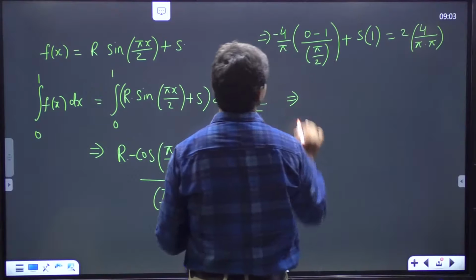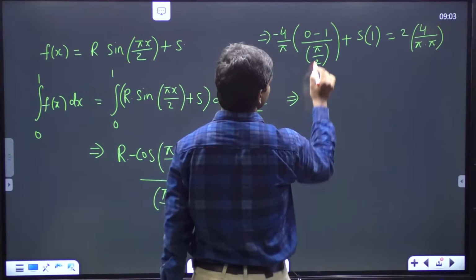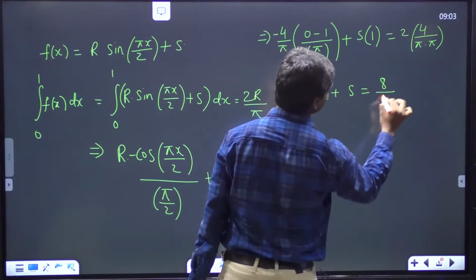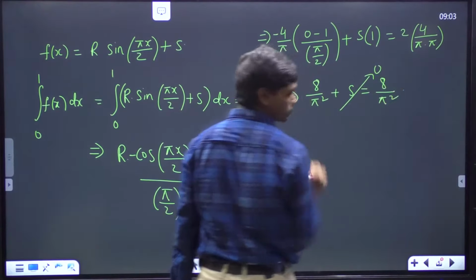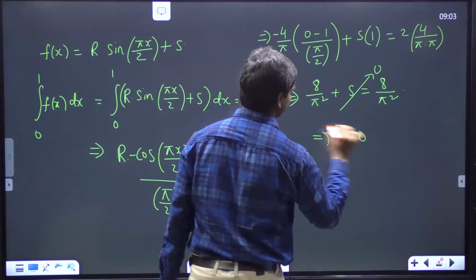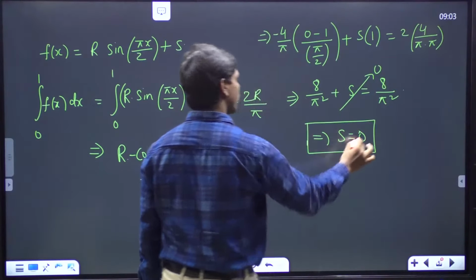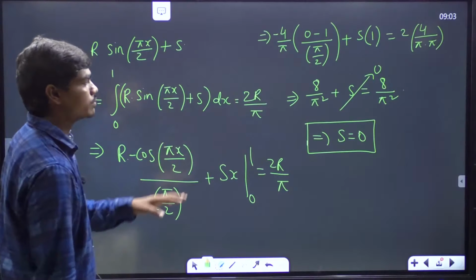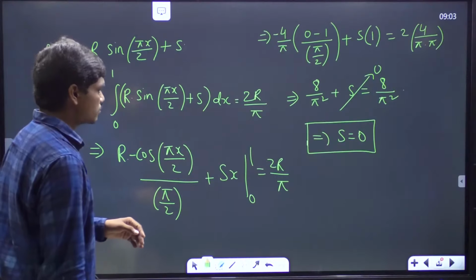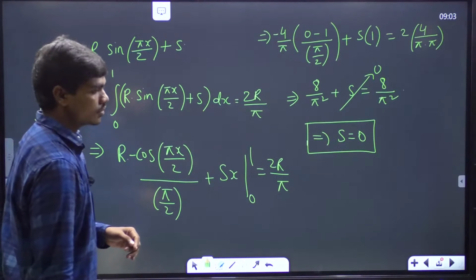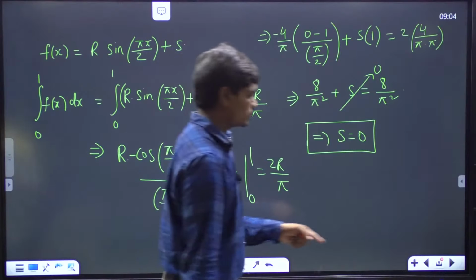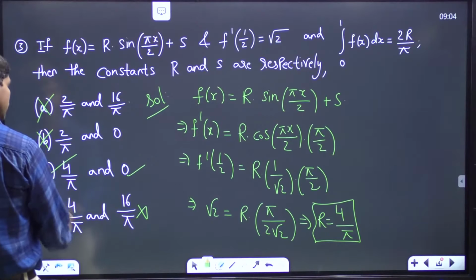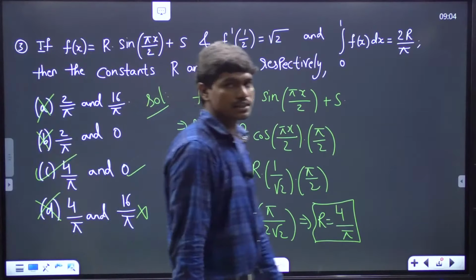Now if you see carefully, this minus 4 into minus 1 is plus 4, and this 2 when it goes to the top, it is 8 by pi square plus S is equal to again 8 by pi square. So the value of this S is 0. Okay. Because if you see, the integration is this way. So just finding the value of numerical constants from this. Clear so far? So basically the value of S is 0, which is the case here but not here. So this is the correct answer and this is the wrong answer. So only option C is the correct answer for this.